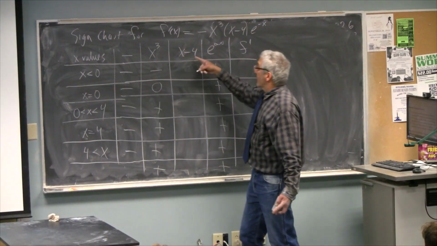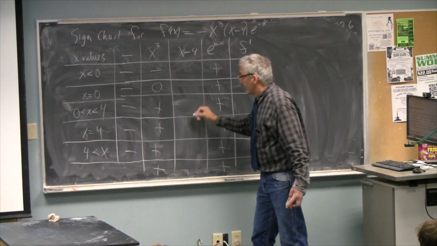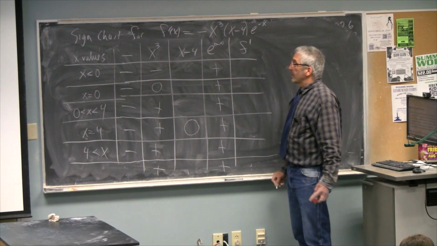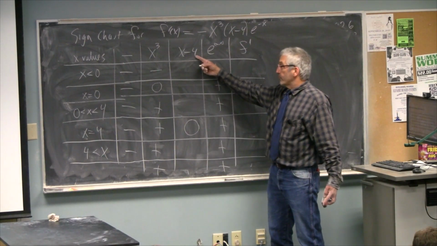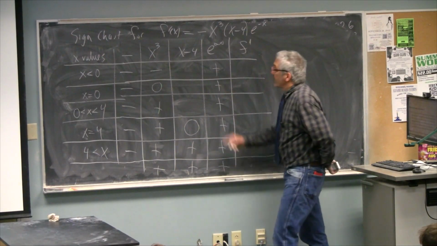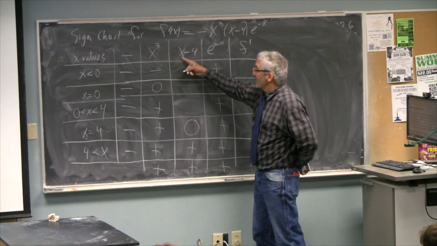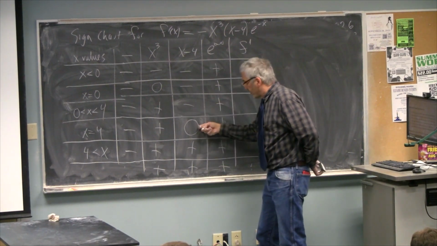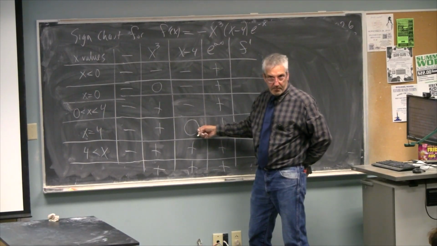Now think about this factor. The x value that causes this factor to be 0 is the number 4. So there's a 0 in that cell. And if I pick any number that's greater than 4, then x minus 4 is going to be greater than 0, so there are going to be positives here. If I pick any x value that's less than 4 and I subtract 4 from it, I'm going to get something that's negative. So this factor changes from negative to 0 to positive at x equals 4.